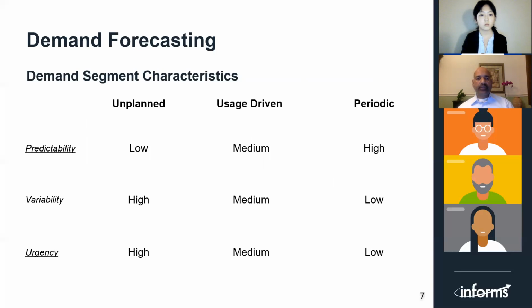So if you look at these three kinds of repair demand across the predictability, variability, and urgency perspectives, unplanned demand is very difficult to forecast. But over time, with the large volumes of operations, it's somewhat predictable. Usage-driven demand is somewhat medium in complexity, and the periodic demand is high in predictability and low in variability and low urgency. Therefore, it's easier to forecast.